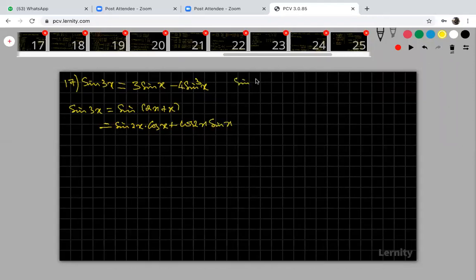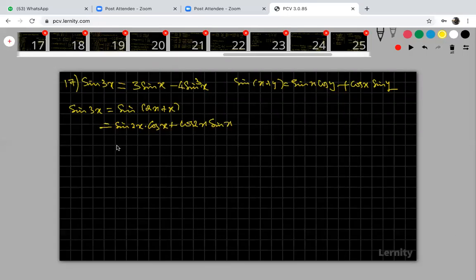Please try to understand. My formula is sin of x plus y is sin x cos y plus cos x sin y. Try to understand this formula. Based on this formula, I am writing my x as 2x and y as x. Just substitute that.